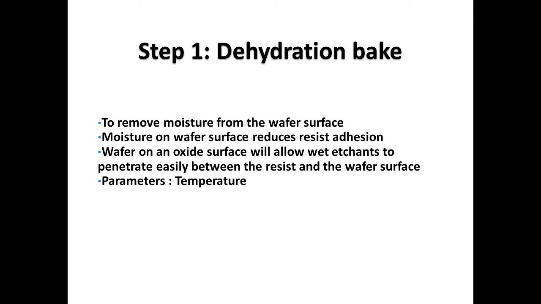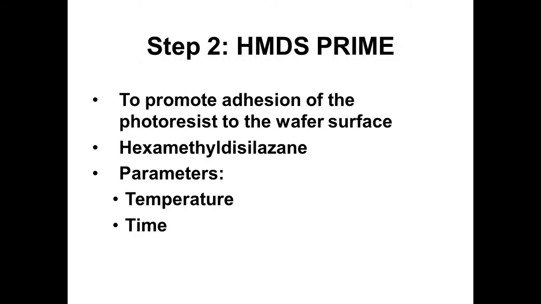Usually, for dehydration bake, your parameter is temperature, so depending on the application, maybe you need around 50 or 60 or 80, depending on the application. For HMDS prime, the reason why you use hexamethyldisilazane is that you want to promote the adhesion of the photoresist to the wafer surface. So the parameter you are going to use here is usually the timing for the spinning. You're going to spin the HMDS prime on the wafer.